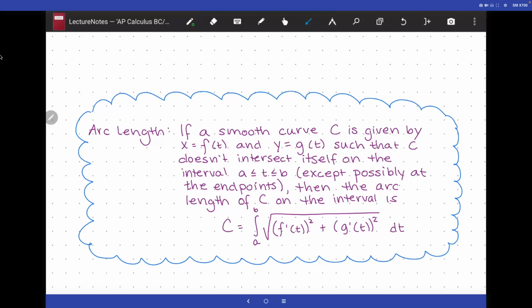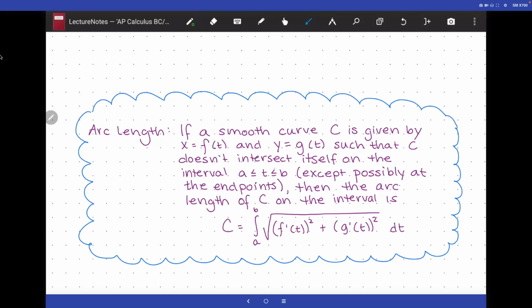Now, if you thought arc length was fun before, you're going to love this. Then you're really not going to think this is fun. Actually, it really depends on the problem.